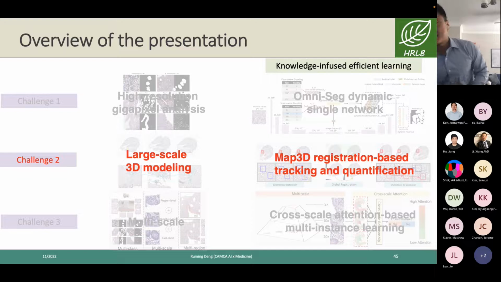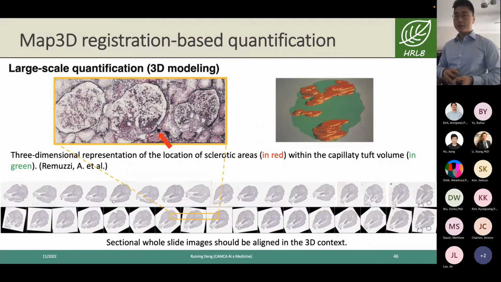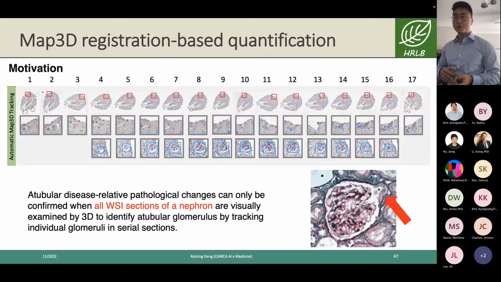Thank you for those very insightful comments. The second challenge is that we try to do large scale 3D modeling, because we need to understand the quantification results on morphological patterns in 3D context if we associate the histology images together.